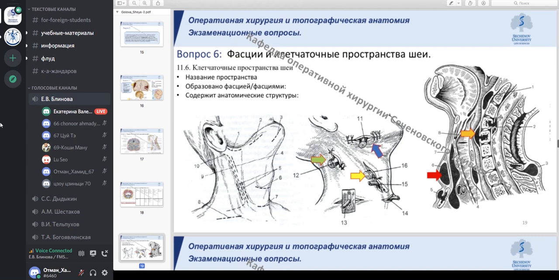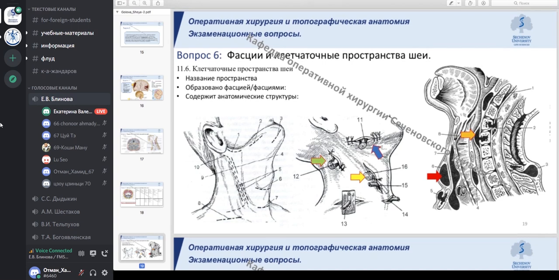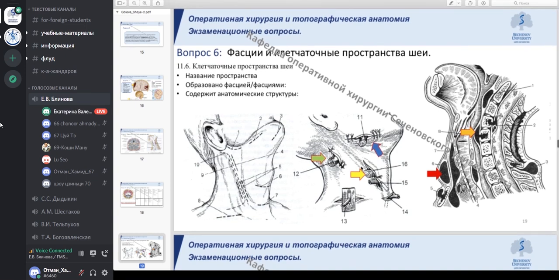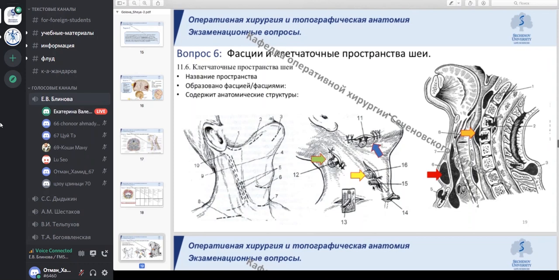If you want to drain the cellular spaces of the neurovascular bundle, you can make the surgical access along the anterior margin of the sternocleidomastoideus muscle. If you want to drain the submandibular cellular spaces, you should make an incision below the inferior margin of the lower jaw inside of the digastric triangle.